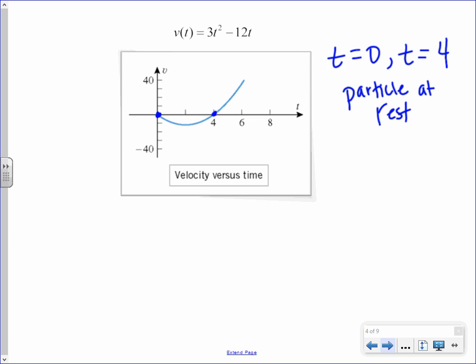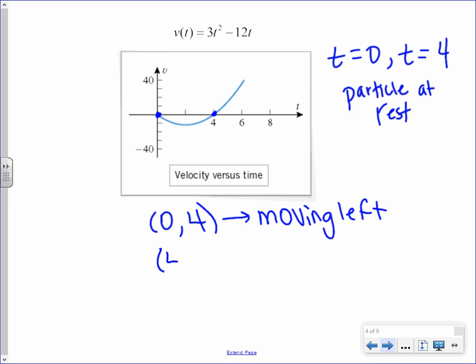So, since our velocity is negative from 0 to 4, what's happening? Moving left. And since our velocity is positive from 4 to 8, I did the 8 last time, so I'll just keep it consistent, then our particle is moving right.